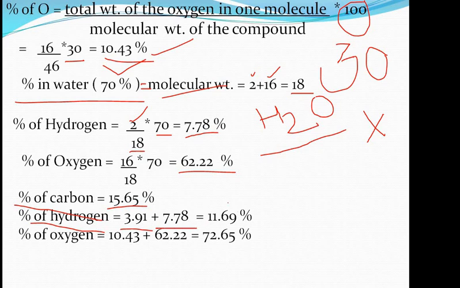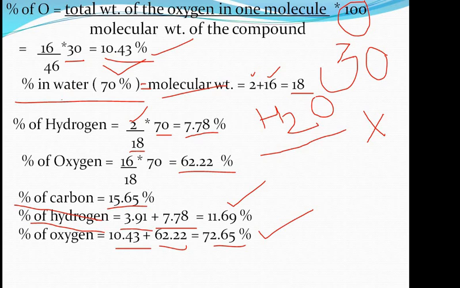Now the total amount of hydrogen is 11.69%. Now the percentage of oxygen is 10.43 and 62.2. Add them. Now 72.65% is the total percentage of the oxygen in the answer. Okay, understood? Again, write down the formula, complete the calculations, write down the exact answers, exact percentages, and you will get the full marks.